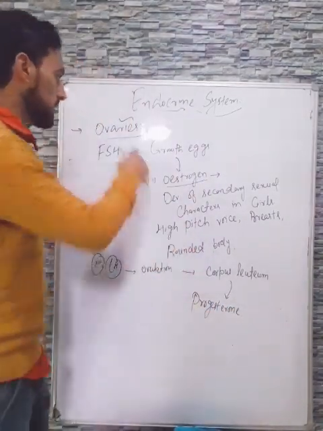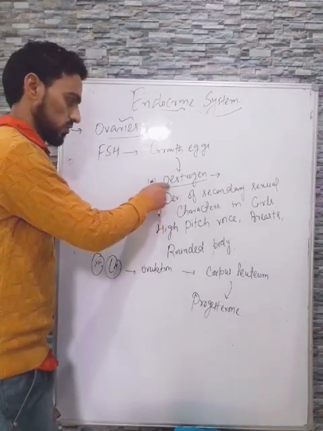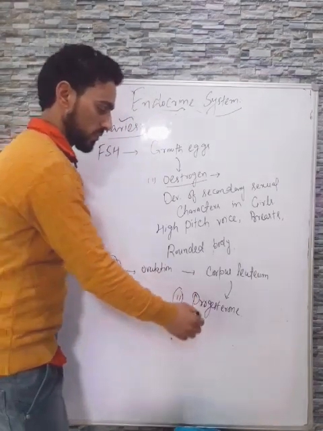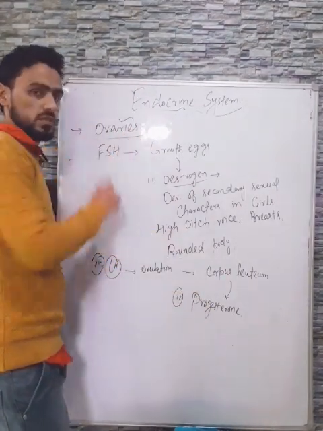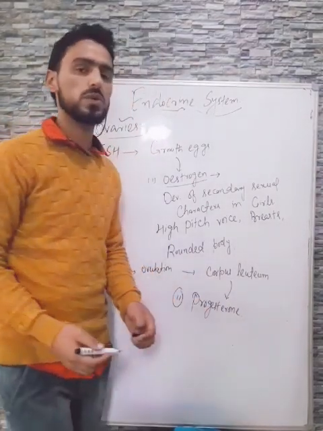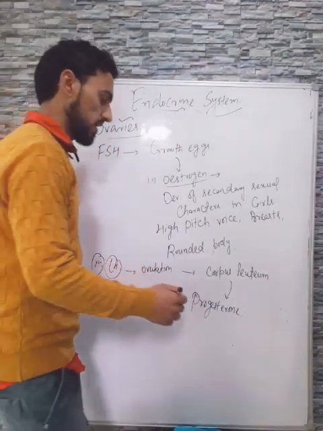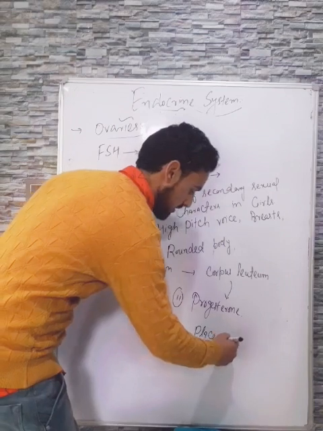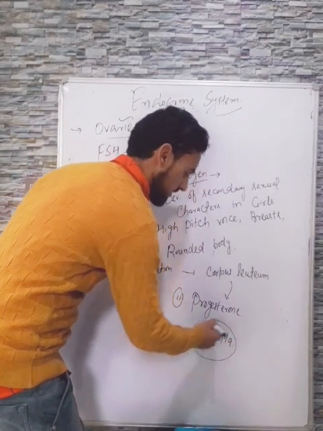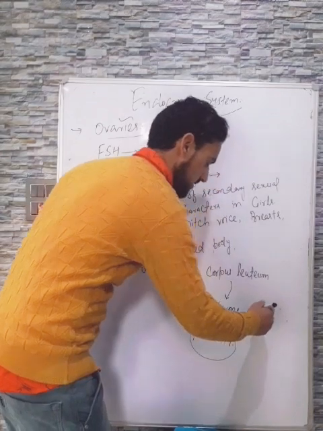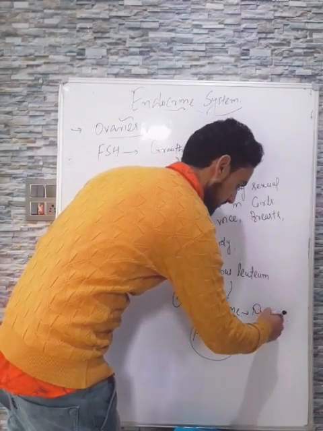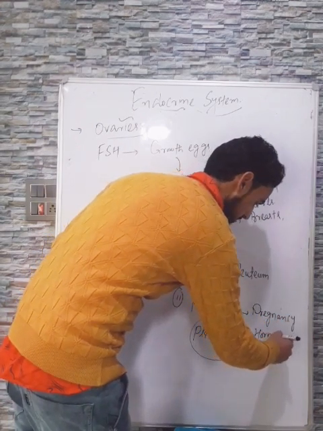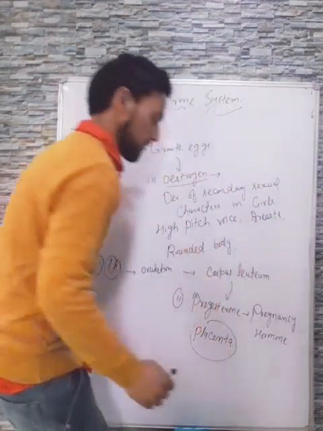More simply, the ovaries secrete two types of hormones. The first is estrogen, and the second is progesterone. Now, what is the function of progesterone? Progesterone is secreted by the corpus luteum present in the ovaries, and also by the placenta of the developing baby. It performs various functions in our body. It helps in the maintenance of pregnancy, which is why it is also known as the pregnancy hormone.